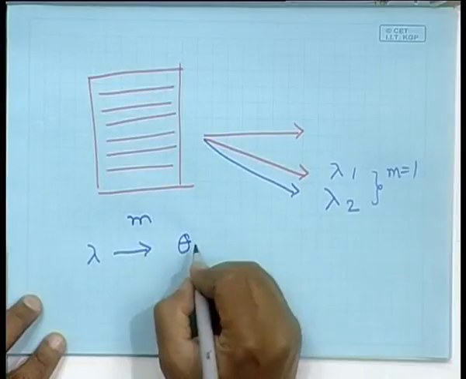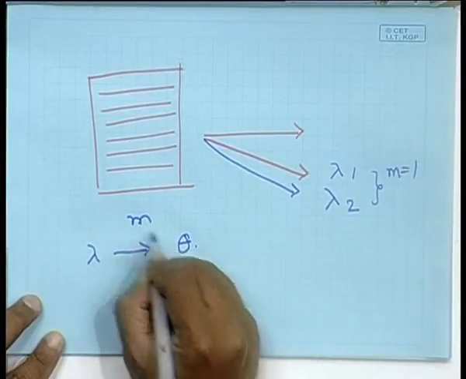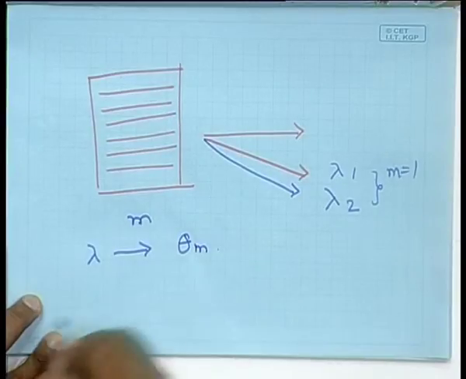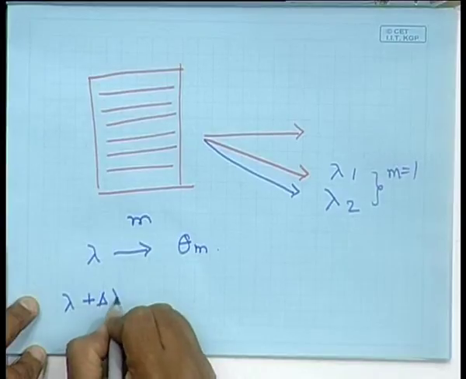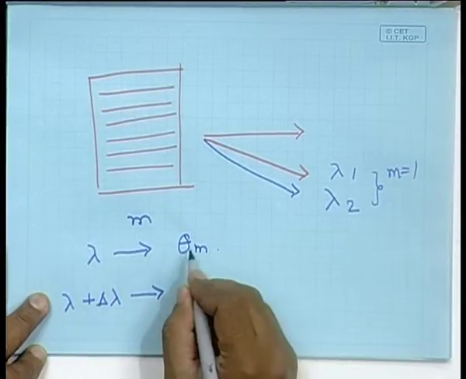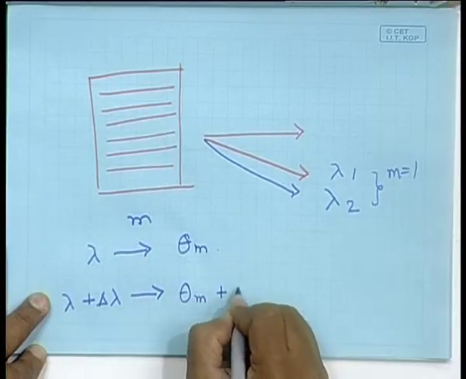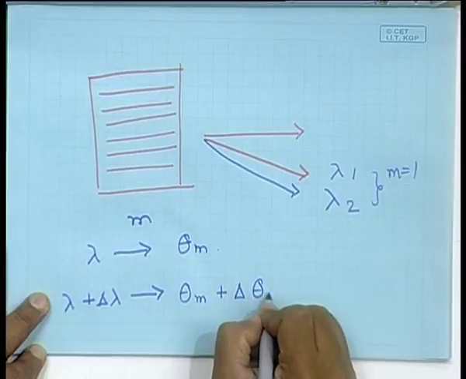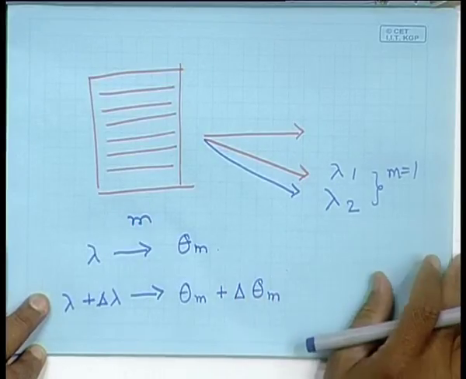So, the question is as follows: we have light of a wavelength lambda, it produces an mth order maxima at an angle theta m. Now, instead of lambda, if I have a wavelength lambda plus delta lambda, it is going to produce the maxima at a different angle. Let us call that theta m plus delta theta m. So, the question is, how much is this delta theta m?